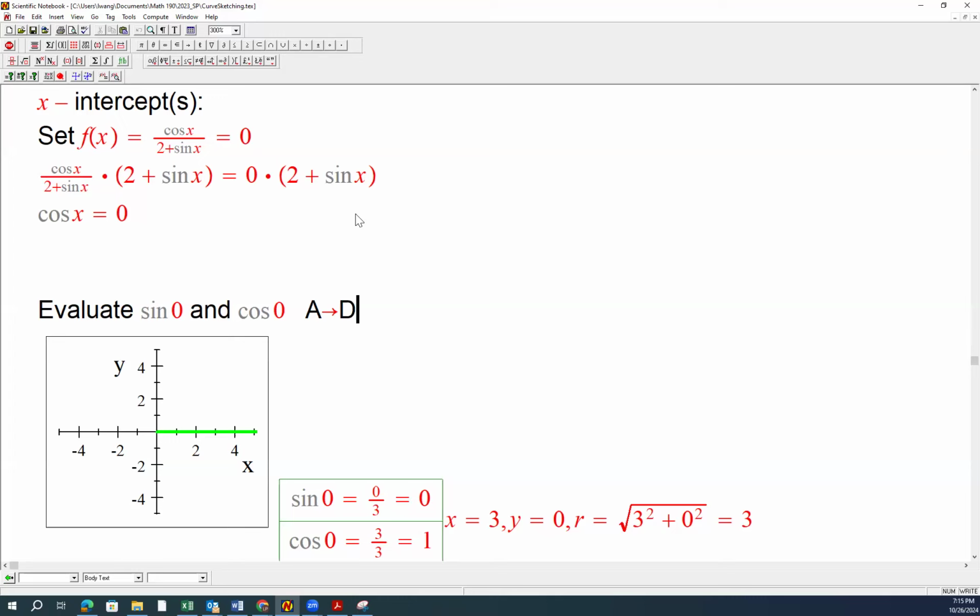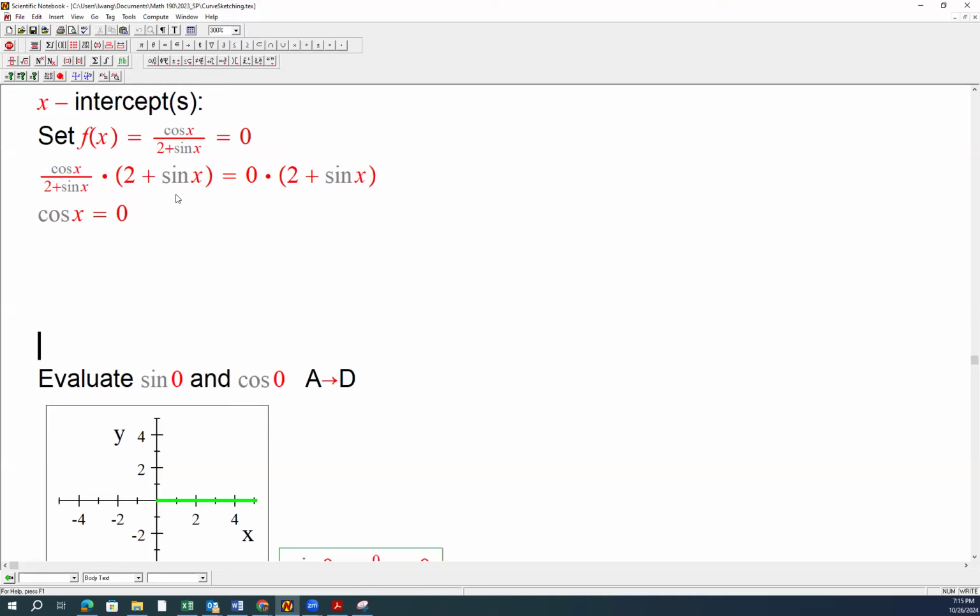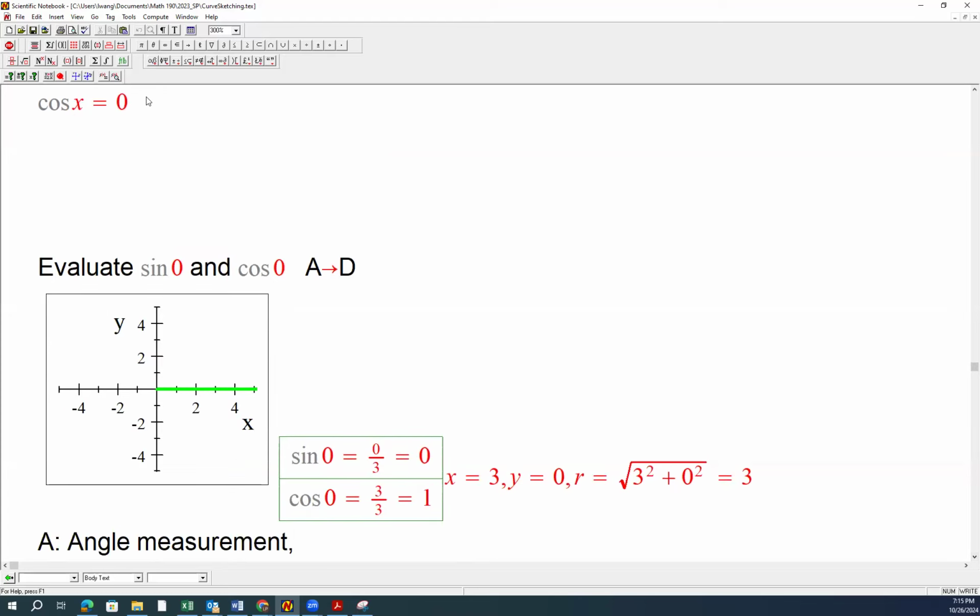But now what is the cosine? Cosine x equals 0 means we know the ratio equals 0. We know the ratio, and what are we looking for? We are looking for the angle. That's from D to A. Okay, so this question is D to A.